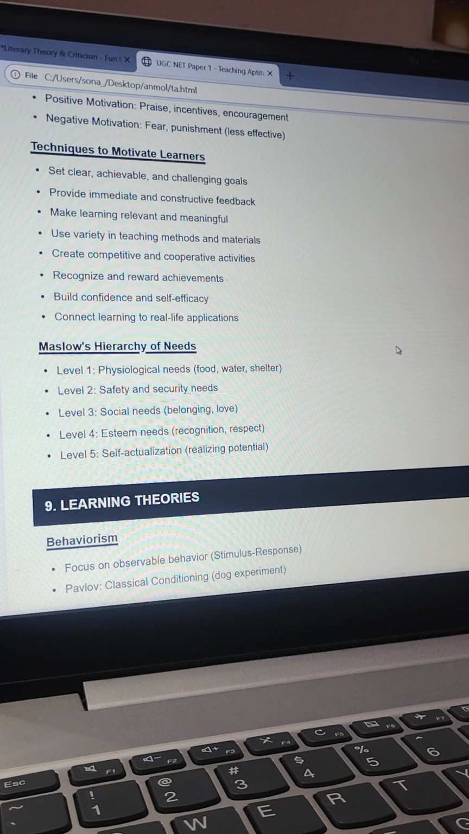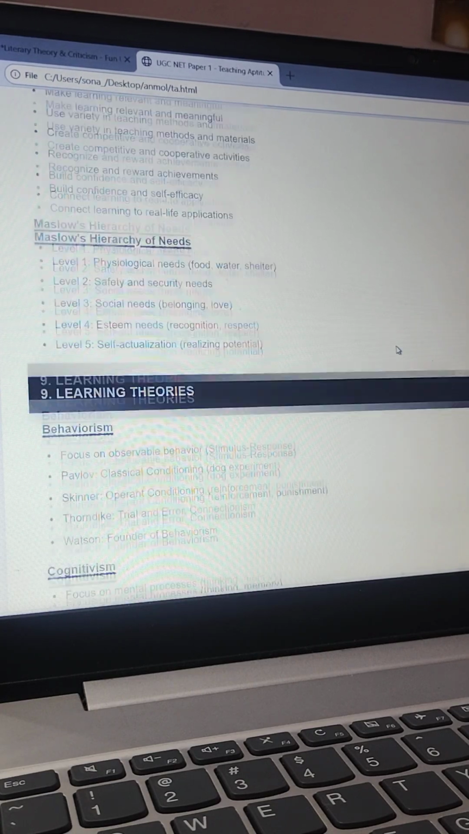There are 5 levels. In level 1 we have physiological needs, that is food, water, shelter. In level 2 we have safety and security needs. In level 3 we have social needs, that is belonging or love that we crave for. In level 4 we have esteem needs, like recognition and respect. And level 5 is self-actualization, that is realizing one's own potential. So these are the 5 levels of needs by Maslow.